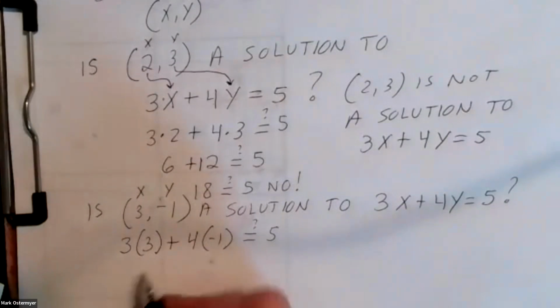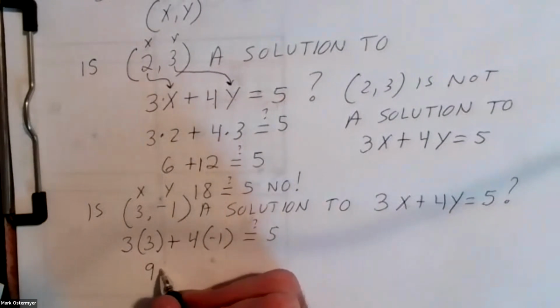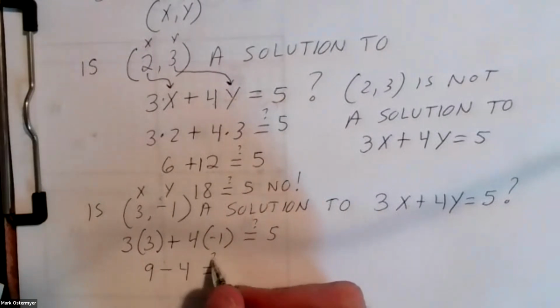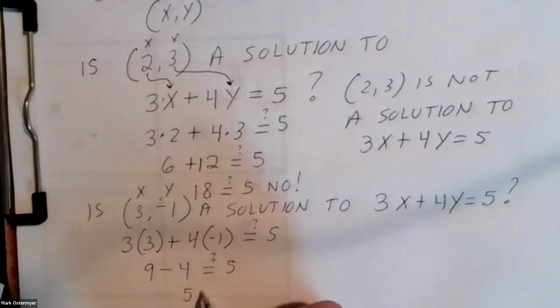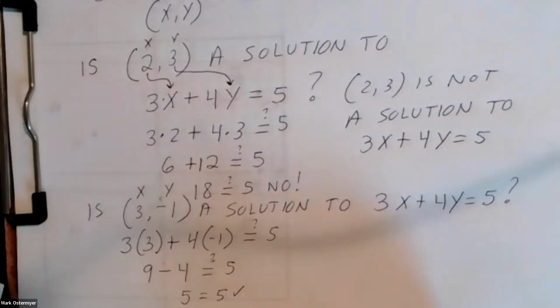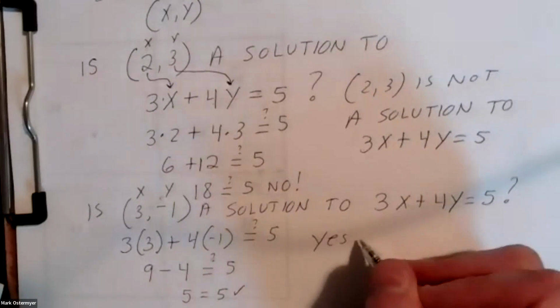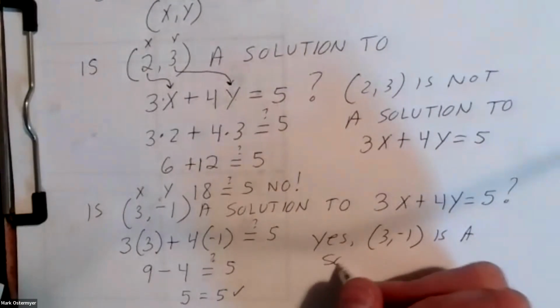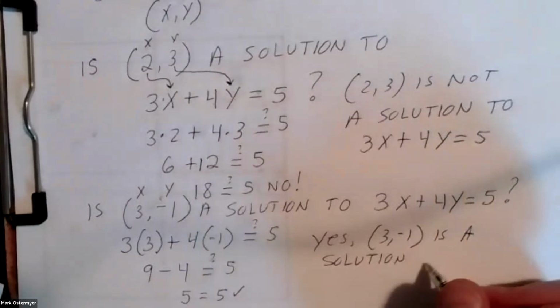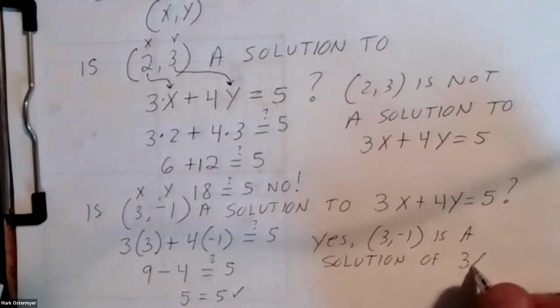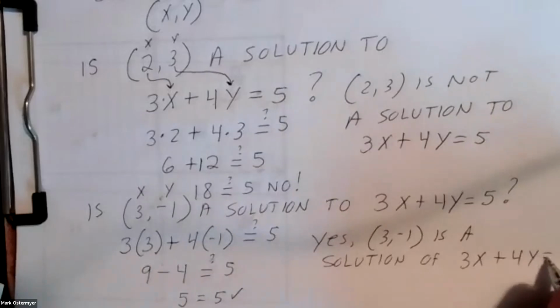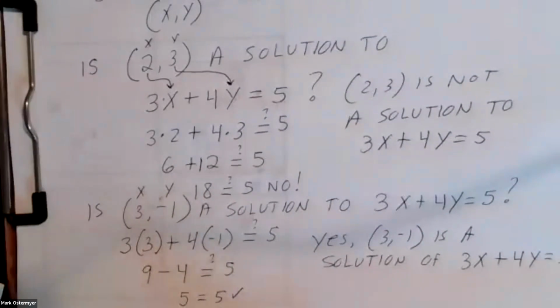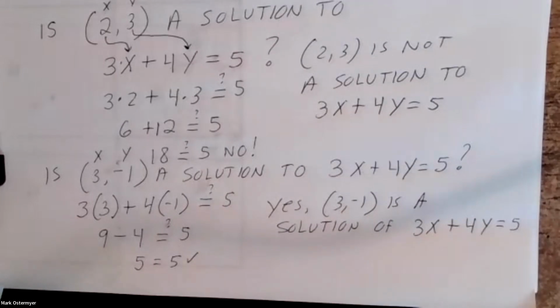3 times 3 is 9. 4 times -1 is -4. Is 9 minus 4 equal to 5? Does it work? And you can see that it does check out. So the answer is yes. 3, negative 1 is a solution of the linear equation 3x plus 4y equals 5. It's a solution. It works. Any questions how we're verifying whether an ordered pair is a solution to a linear equation?